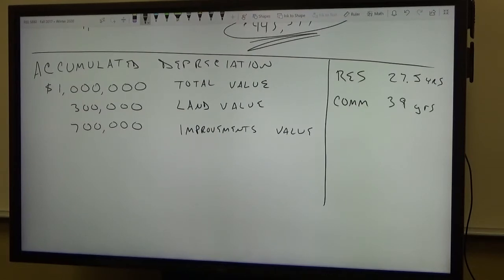All right, so what do we want this property to be? Residential or commercial? Commercial. Okay, so if it's commercial, we're going to apply the 39 years. In this case, we're going to take this 700,000 and divide it by 39 years in order to get our annual depreciation.